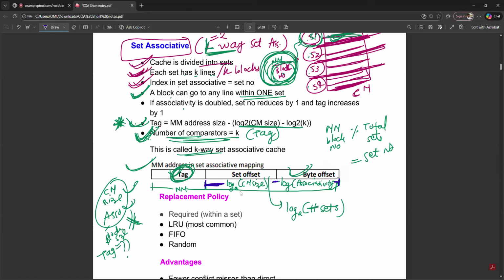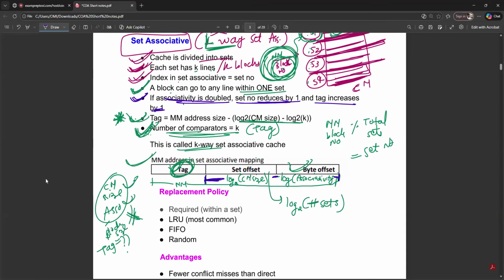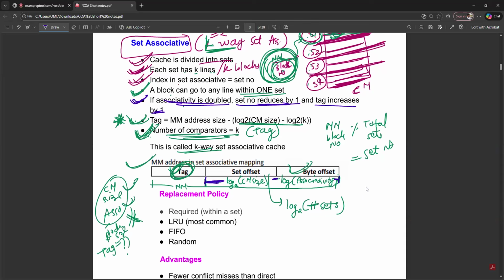Now, with the help of this same point: if associativity is doubled, set number reduces by one and the tag increases by one. So what does it mean? Let's say associativity is doubled. So associativity is two, now it doubled and it came to four.